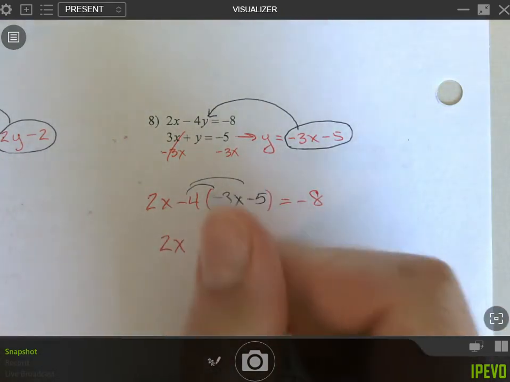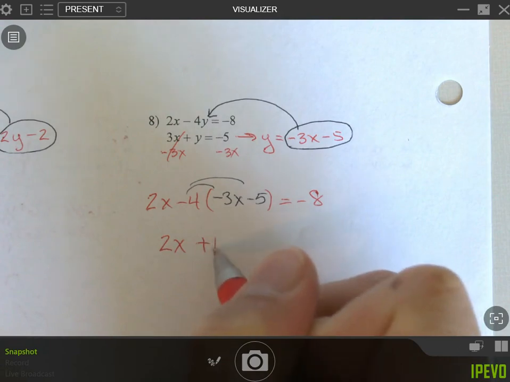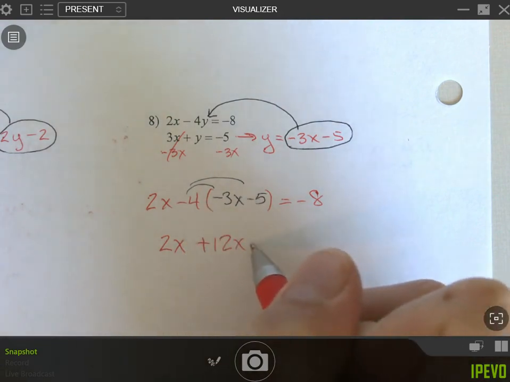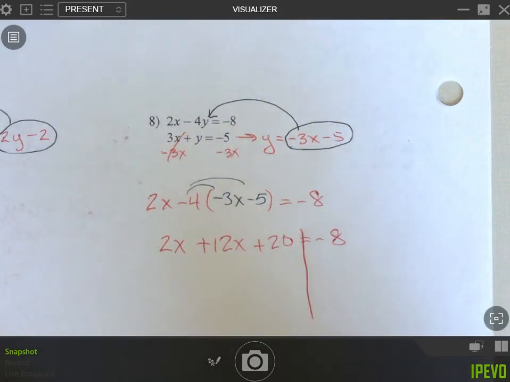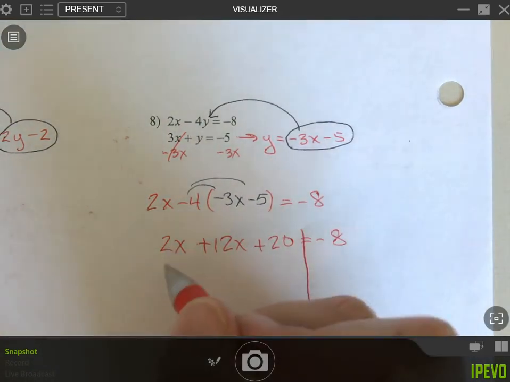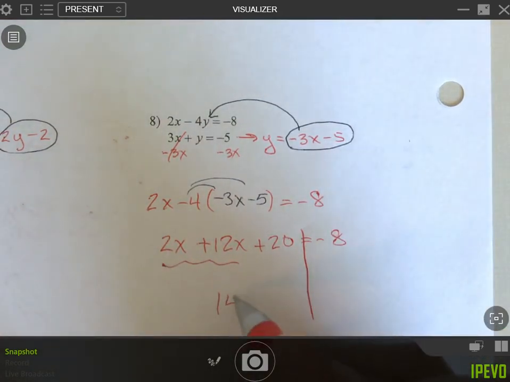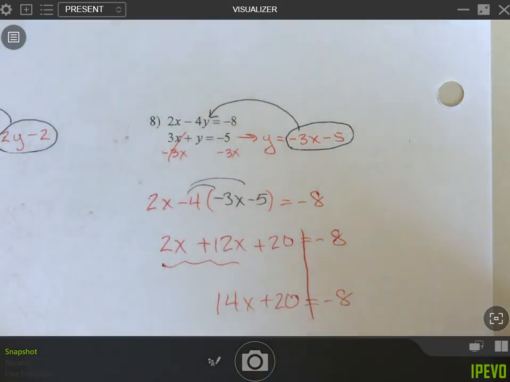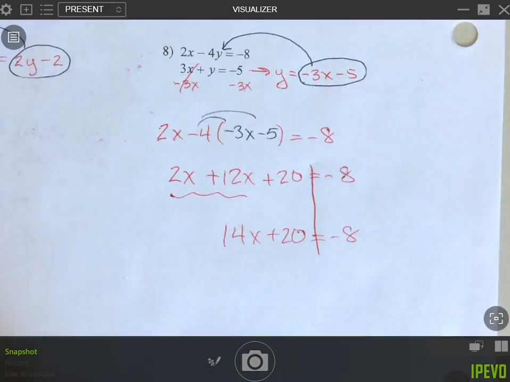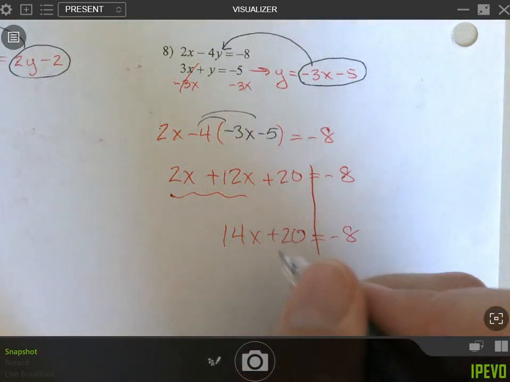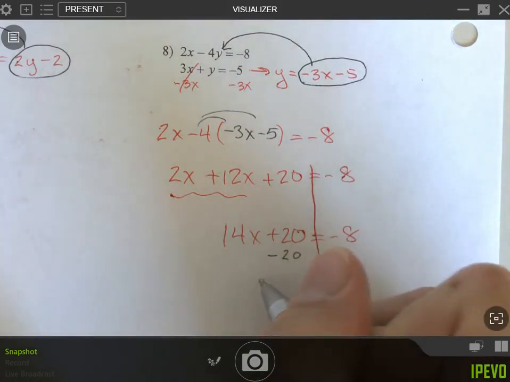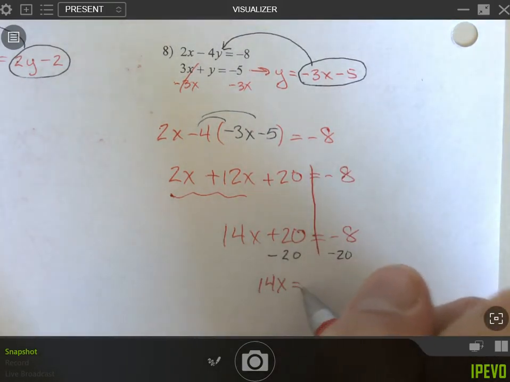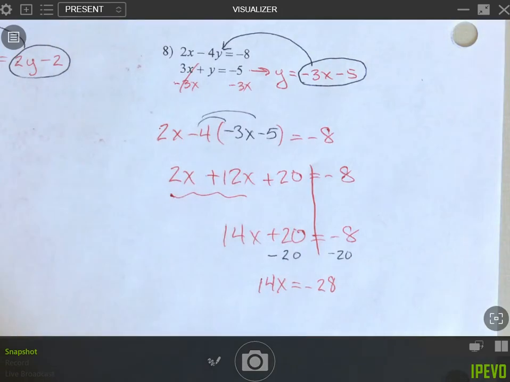Yeah, so you're going to leave that 2x alone. It's going to be a positive 12x, a positive 20. So slow down with your numbers. And then we'll just finish this one. So now that I've added like terms to get 14x plus 20 equals negative 8, I'm going to start solving. What should I do now? Subtract 20. So 14x equals negative 28. And then what?